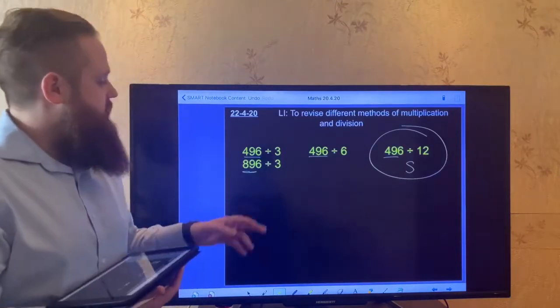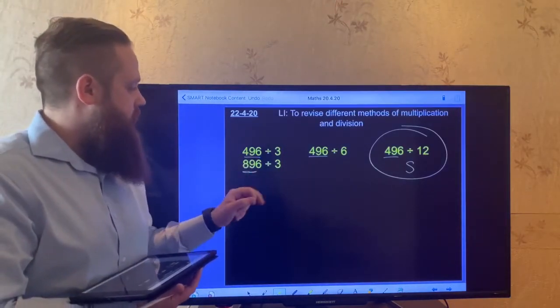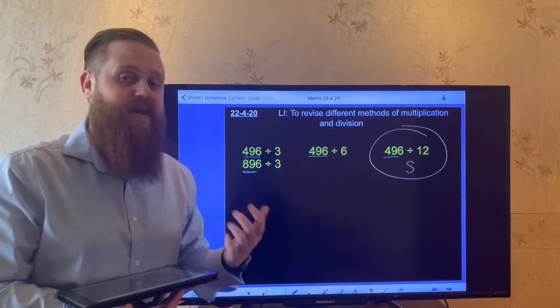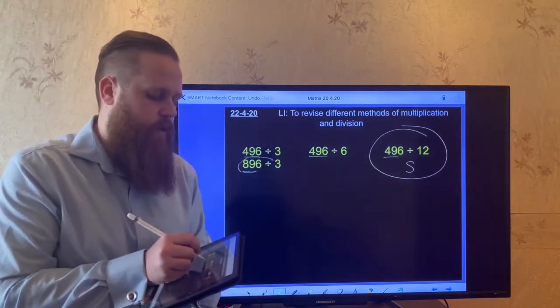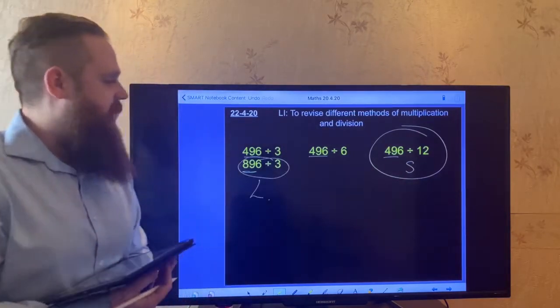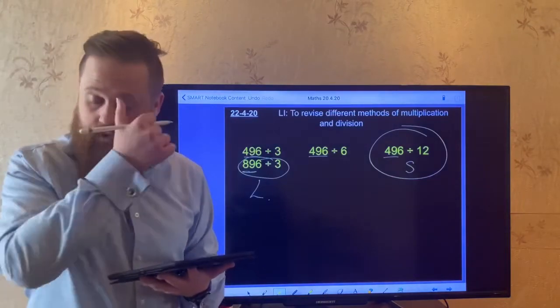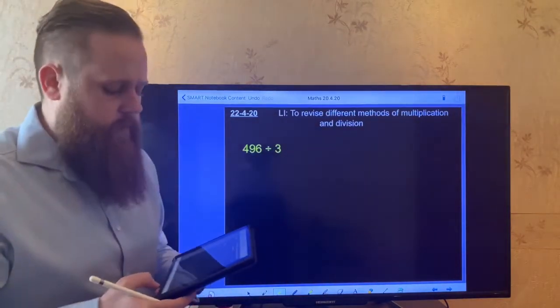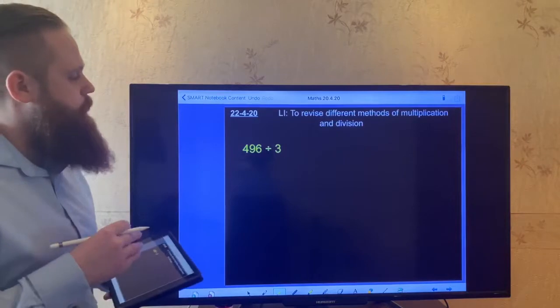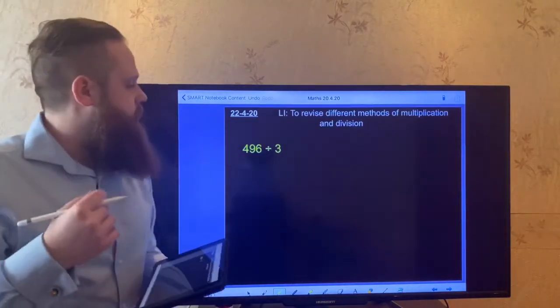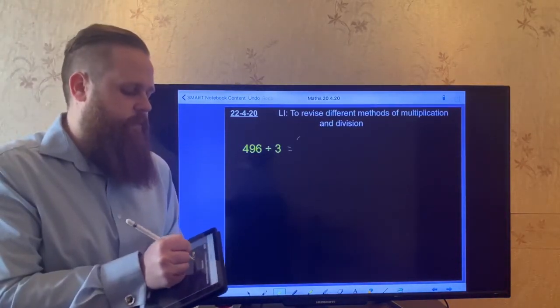Now, of course, this is a much bigger number than these, and I'm actually not dividing by that many, I'm only dividing by 3. So this one here will give me the largest answer. Well done if you got those correct. Now then, let's have a look at the actual question. Let's take this one here. 496 divided by 3. What would the answer be?